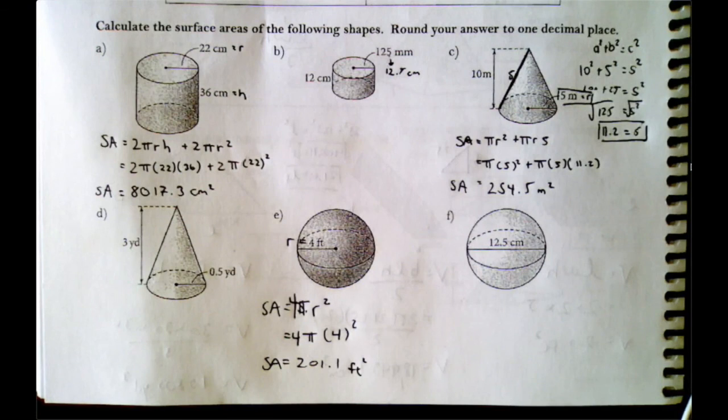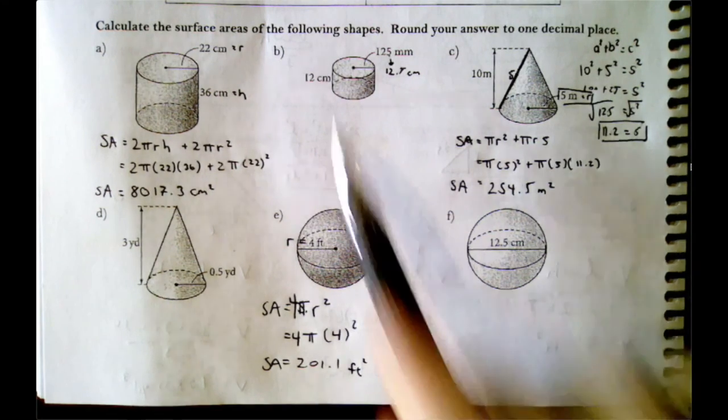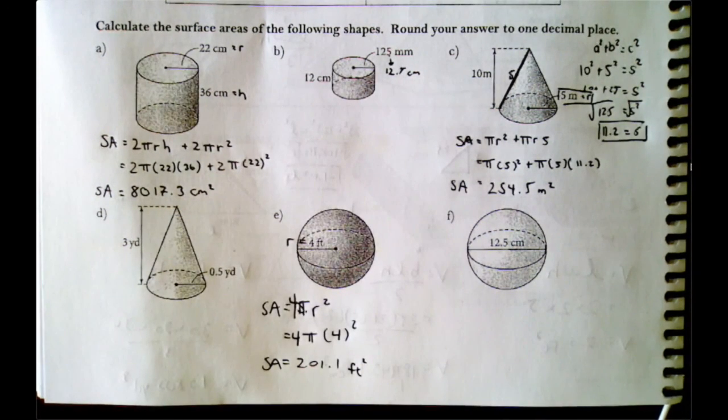All right, that's it for surface area of cylinders, cones, and spheres. Try one example each and check your answers on the course website. Thanks for watching Lesson 7.4, and I'll see you next time.